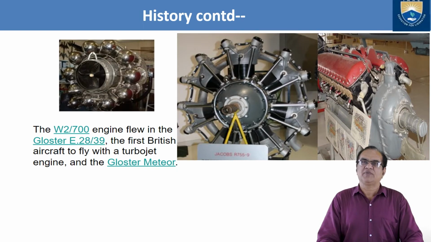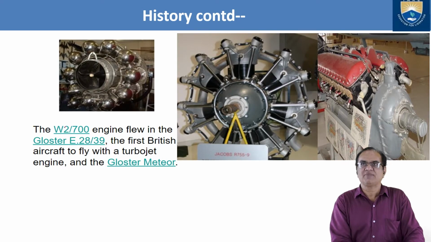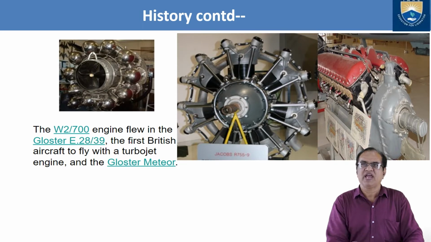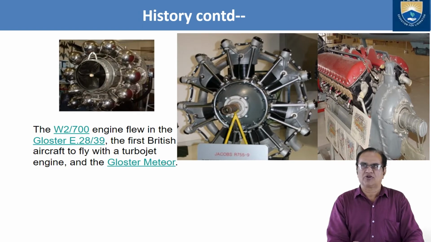We have the W2/700 engine, which flew in the Gloster E.28/39, the first British aircraft to fly with a turbojet engine, and the Gloster Meteor. So the first engine used, the name of this engine is W2/700 and it flew in the Gloster E.28/39. This is the name of the aircraft, and this is by UK, England, the first turbojet engine, and the Gloster Meteor. It is known.